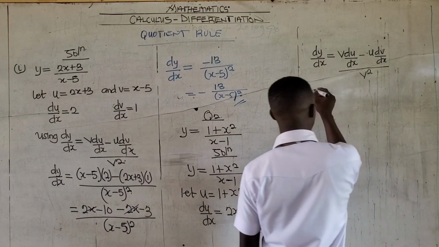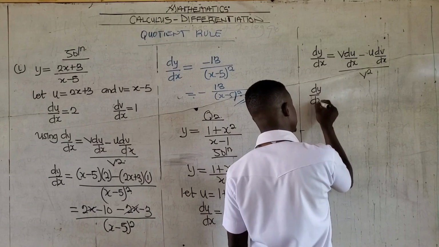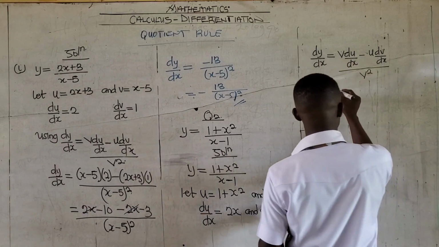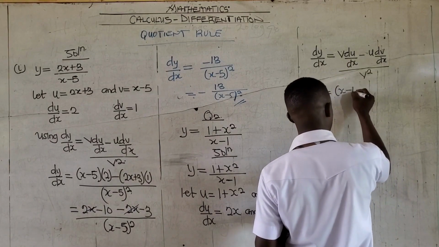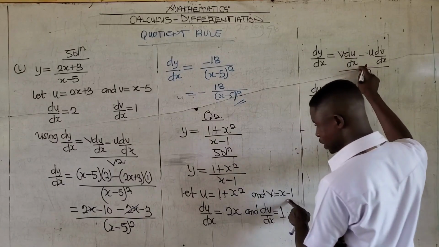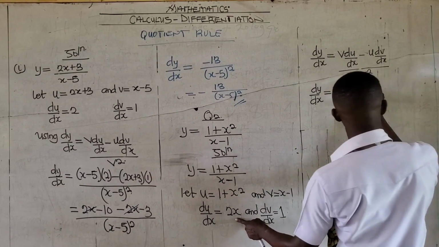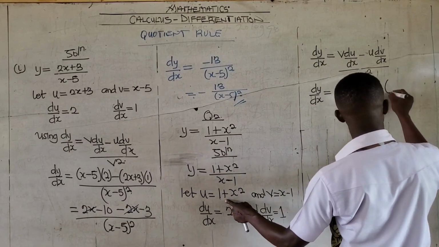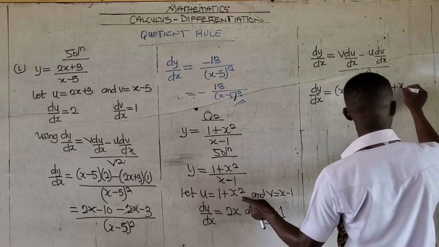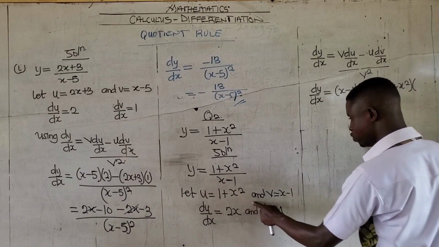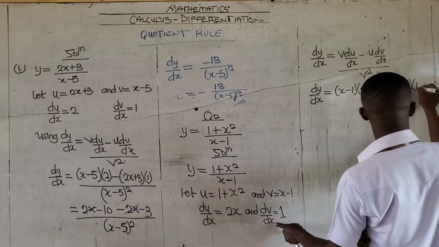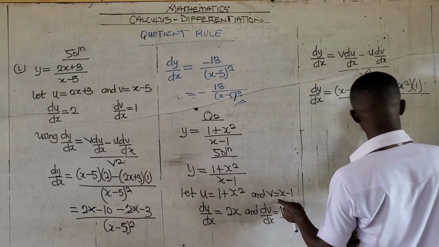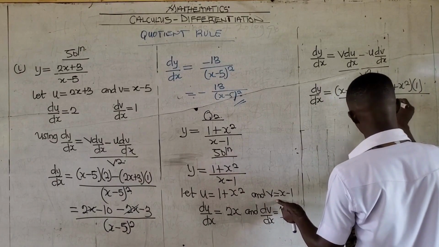So we are going to have our dy over dx equal to v. What is v? v is x minus 1 multiplying du over dx. du over dx is 2x, bracket close, minus u. u in this case is 1 plus x squared multiplying dv over dx, also 1. All divided by v squared. What is v? v is x minus 1 all squared.